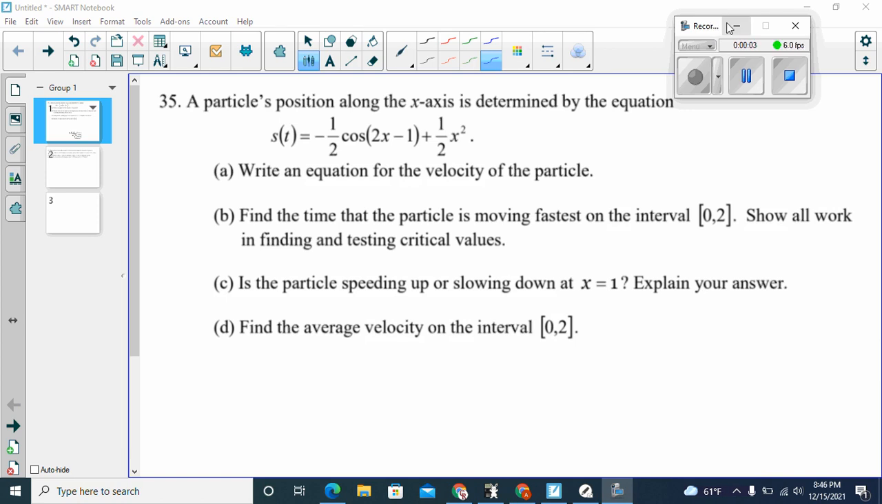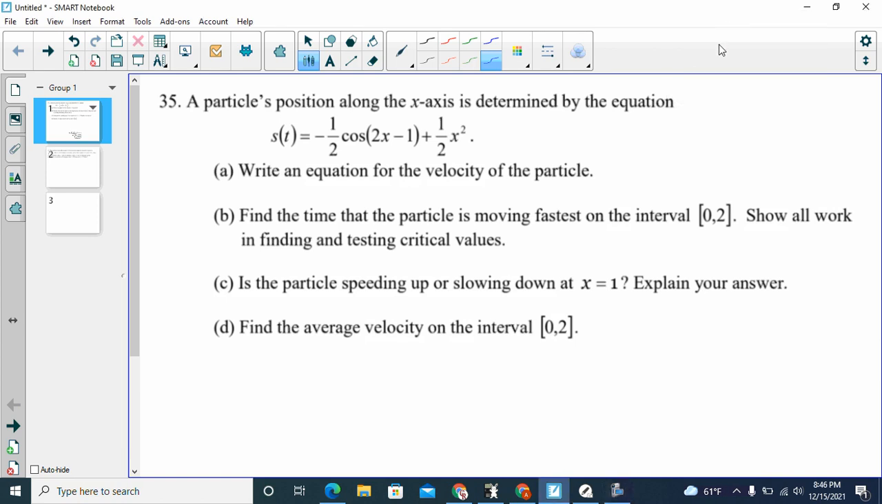Exam study guide, question number 35. We're given the position of a particle. It asks in part A for an equation of velocity. Velocity is the rate at which position is changing. It is the derivative of position. So we just need to find the derivative of this equation.